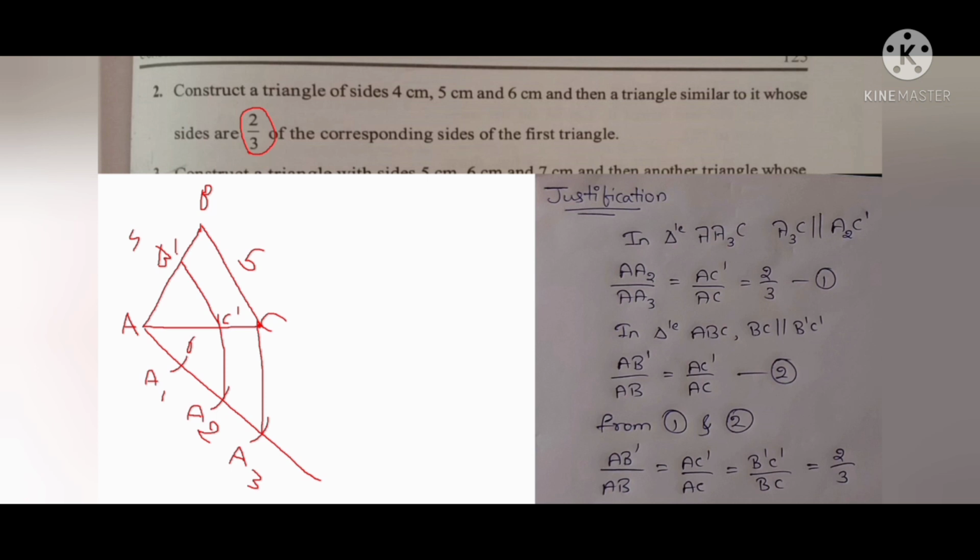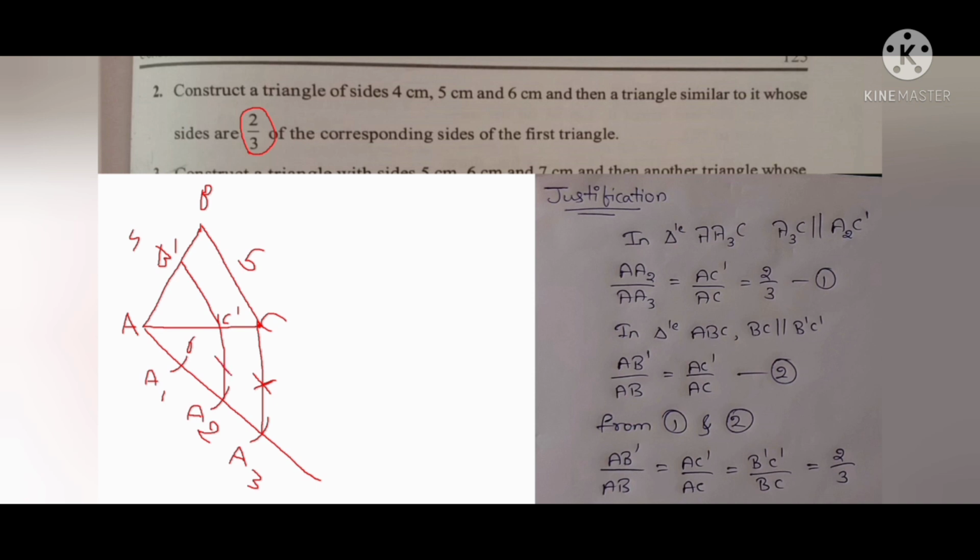After that you have to name it as B dash, C dash or anything. Next, you have to put an arc. In the first you have to put an arc, which I have done in the last only, so it is no problem.